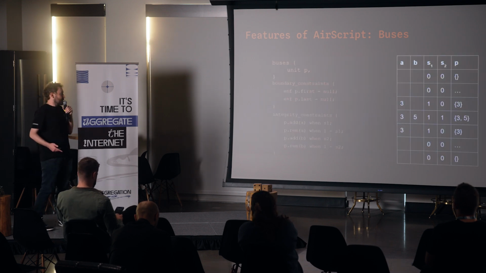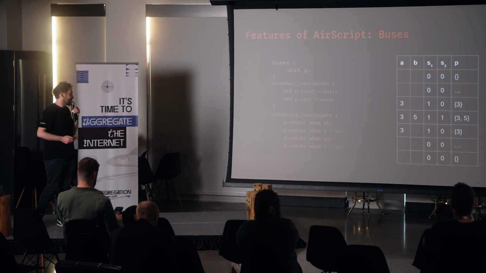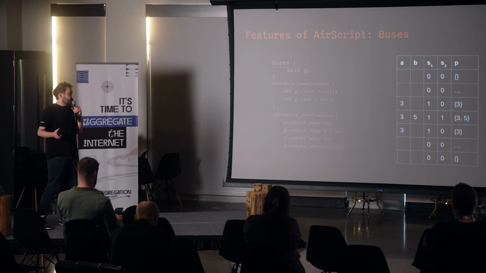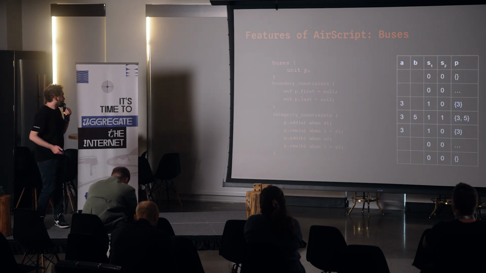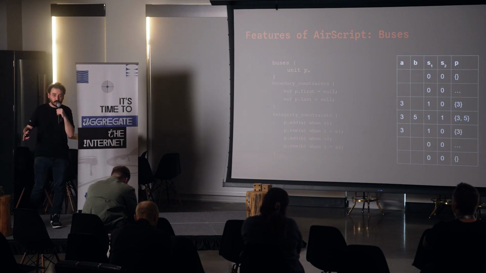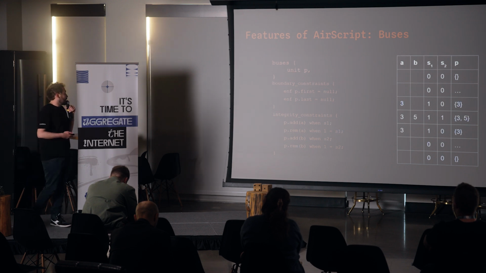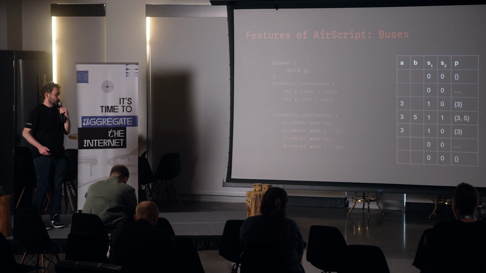Okay, so I expected the code to be a bit more readable. I apologize about that. So now I'm going to describe it, at least from a high level. We have two kinds of buses. For this talk, I'm only going to talk about the simpler one. We call them the unit buses. Within AirScript, we enforce what we call boundary constraints, which basically tell you what should be the state at the beginning and at the end of your execution. Right now here, we enforce that the bus starts empty and ends empty throughout the execution.